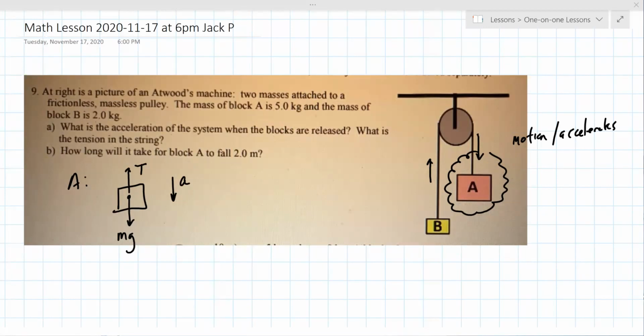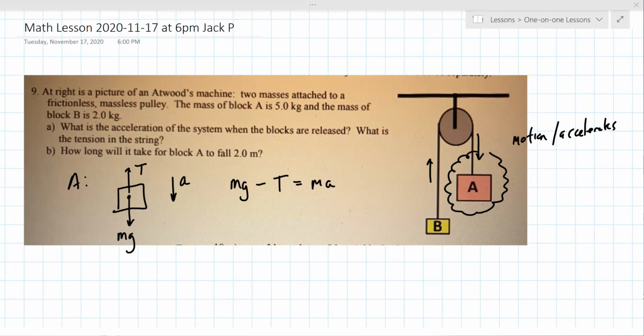So going down, it's a little weird, because it's mg minus T equals ma. So we redraw it: mg, T. What's going down? Its acceleration, for A, right? Yes. So gravity minus tension equals mass times acceleration? On the right? Yes. mg minus T equals mass times acceleration.